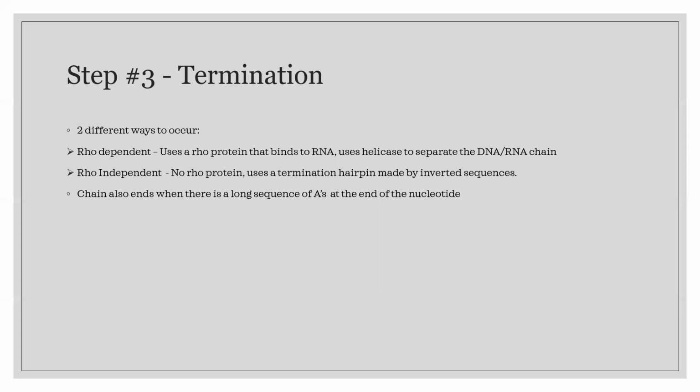And the third and final step, termination, is where RNA polymerase reaches the termination site, and the RNA transcript is set free from the template strand of DNA. There are 2 different ways that this can occur: Rho dependent, which uses the Rho protein that binds to RNA and uses helicase to separate the DNA and RNA chain, and Rho independent, where there is no Rho protein and it uses a termination hairpin made by inverted sequences. This Rho independent chain also ends when there is a long sequence of adenine at the end of the nucleotide.